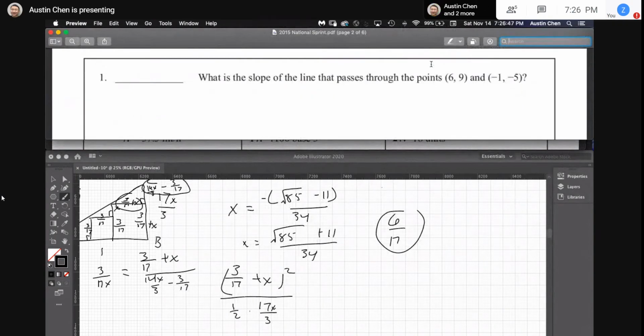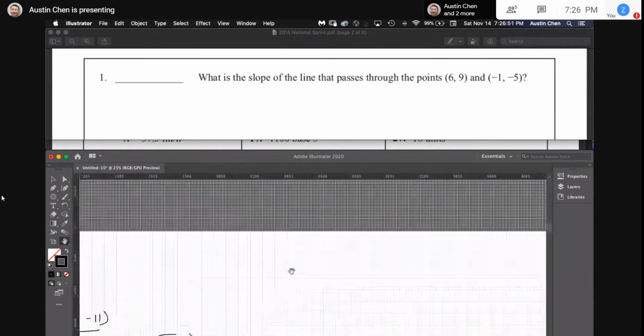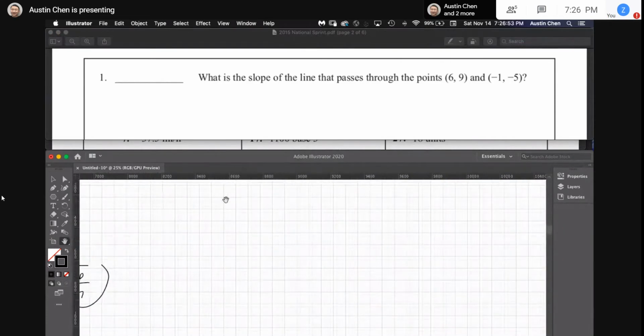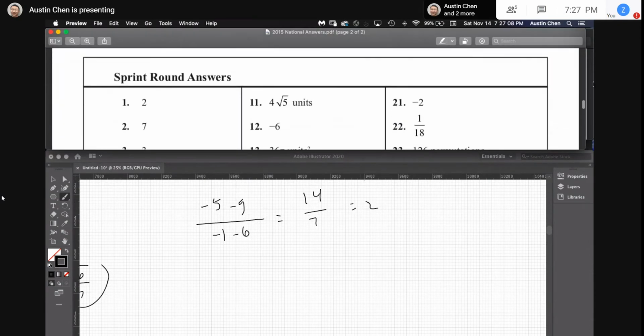What is the slope of the line that passes through the points (6, 9) and (-1, -5)? Pretty easy, just really simple algebra 1. Negative 5 minus 9 over negative 1 minus 6. So that's just 14 over 7, which is 2. Yep, there it is.